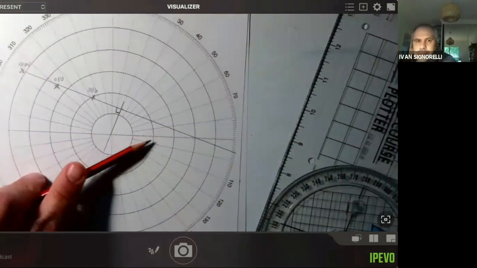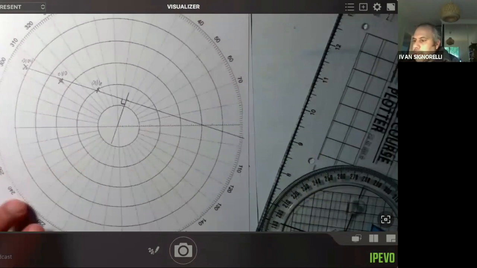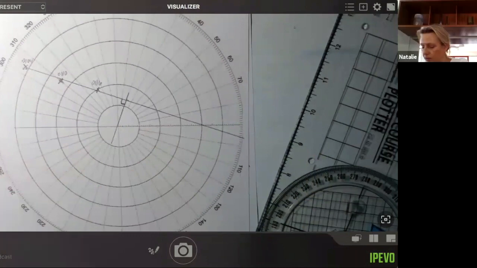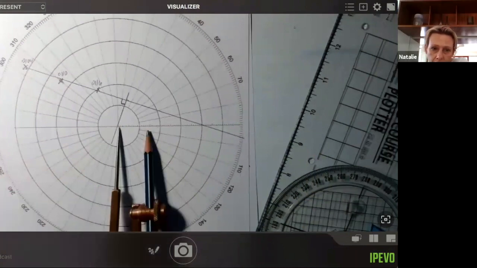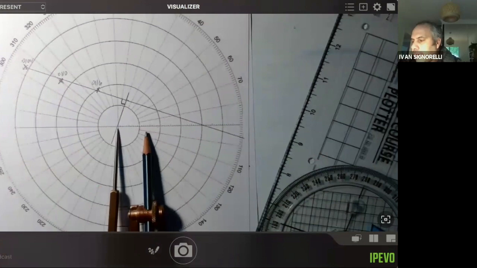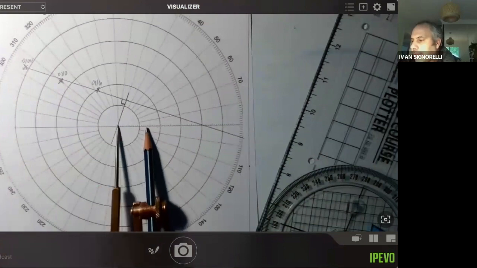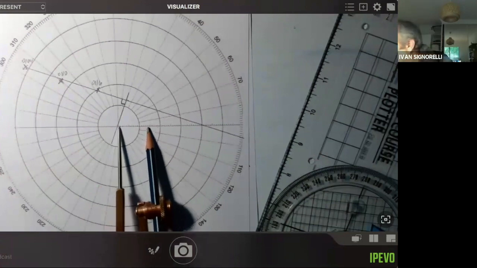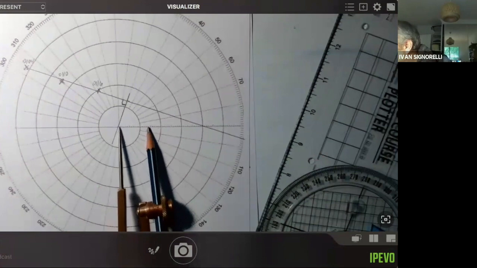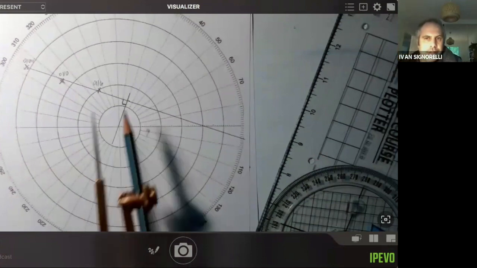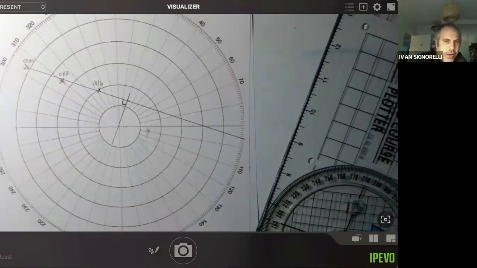On that right part of the horizontal line, you're going to measure that distance. So I'm getting about 1.3 miles. If you got anywhere in the vicinity, that's fine.